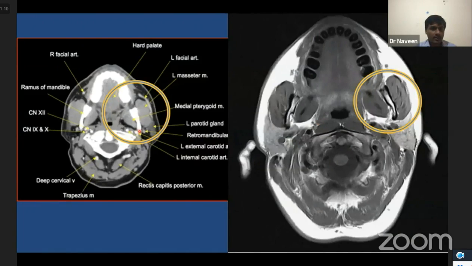This is the axial section of the CT, where we can see this medial pterygoid. This is the masseter muscle. This is the ramus of the mandible. Here on the axial T1 sections of the neck, we can see the medial and lateral pterygoid. This is the ramus of the mandible. This is the masseter muscle.